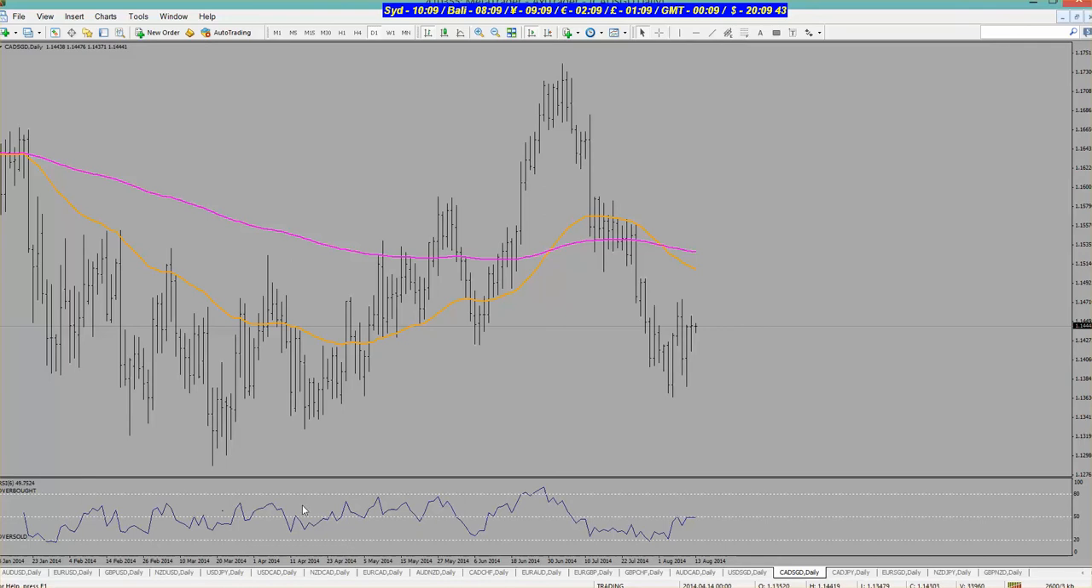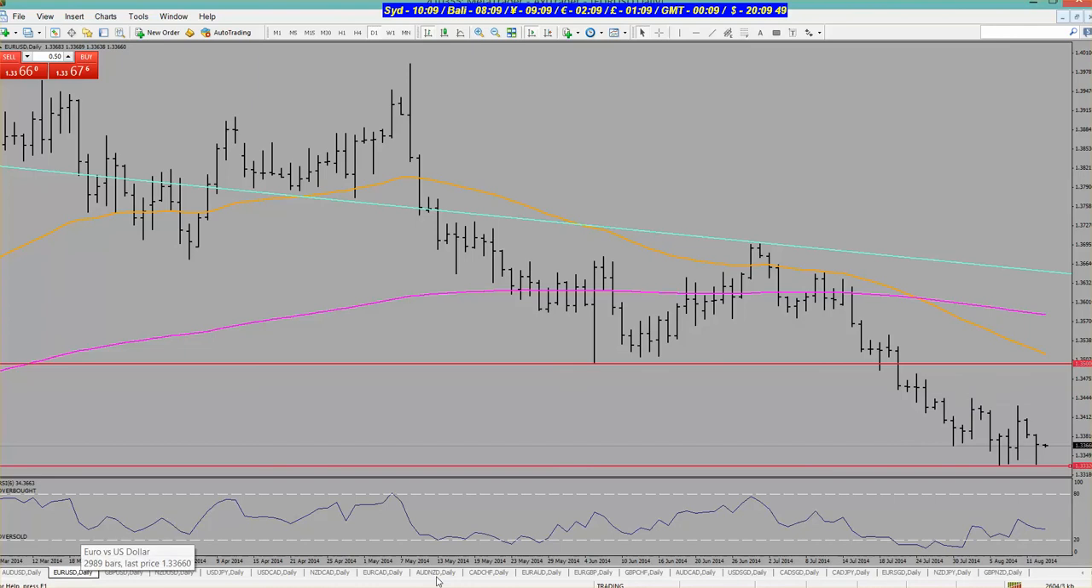Euro dollar, best to wait for a shorting opportunity. It's a brave man who wants to go long on this at the moment. Exactly, I agree. So that's the CAD Sing.